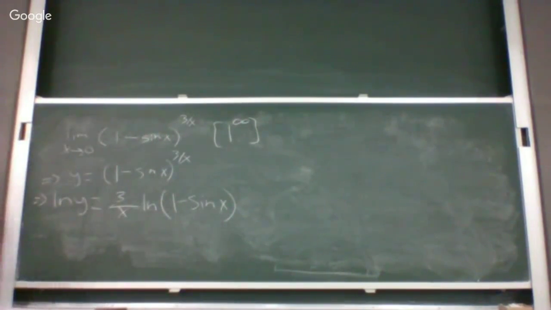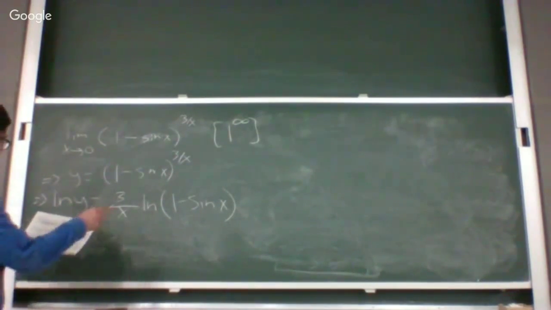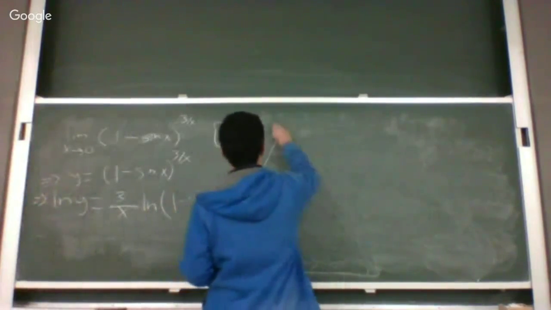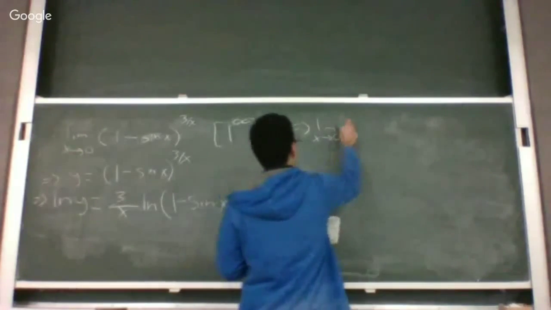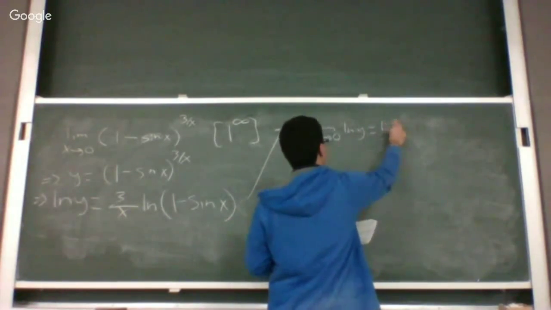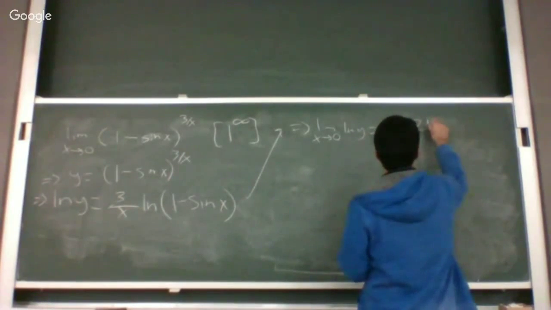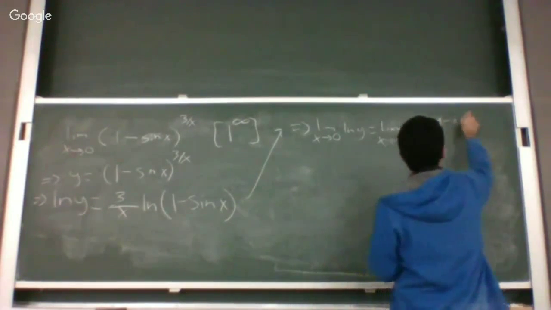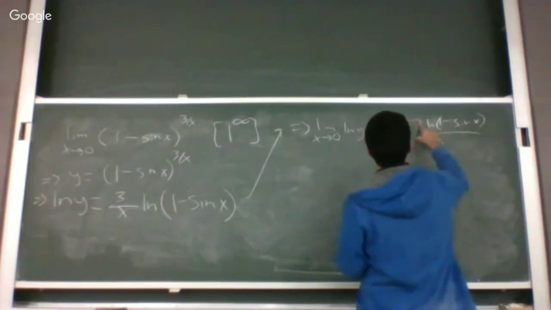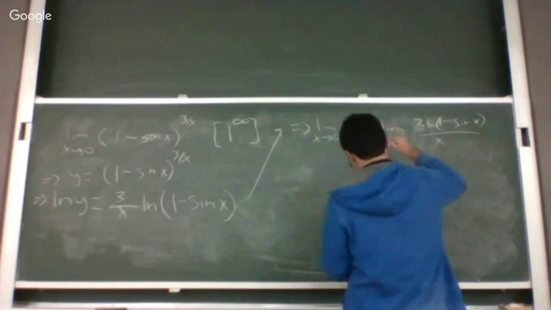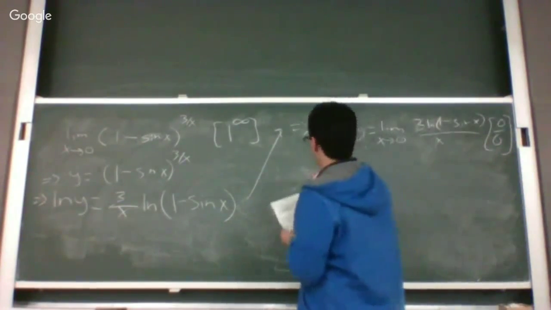You guys remember those? So now we do the limit of both sides. Limit as x approaches 0 of the natural log of y is equal to the limit as x approaches 0 of 3 natural log of 1 minus sine of x divided by x, and that should be a 3. This, when we plug in a 0, we get 0 over 0. So we do L'Hopital's.